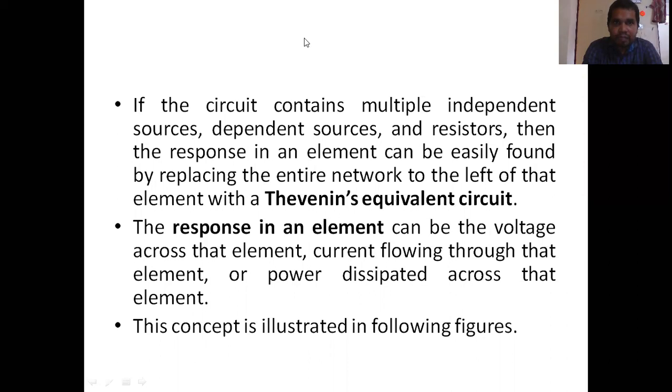So if the circuit contains multiple independent sources, dependent sources and resistances, then the response in an electrical element can easily be found by replacing the entire network to the left of that element with a Thevenin equivalent circuit. That is what we will see with the example. When you have the network, it would be reduced into the equivalent network. How you will get the equivalent network, we will be seeing.